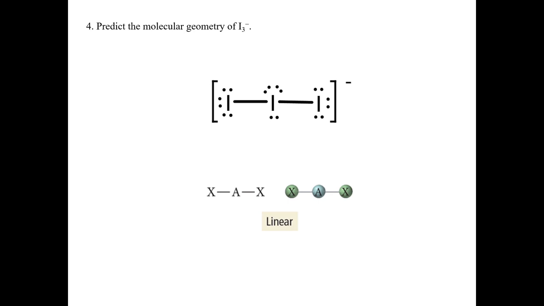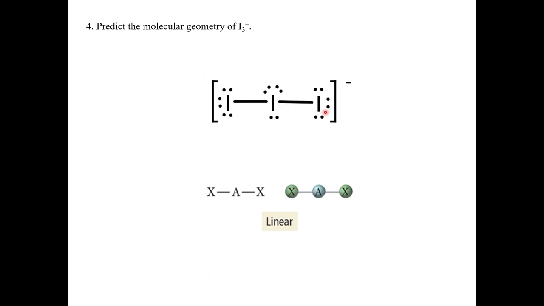Okay, so here is the Lewis structure. Remember, when you see a minus sign here, we are dealing with a polyatomic ion. So don't forget to add an extra electron in your original tally. So we're working with 22 valence electrons.